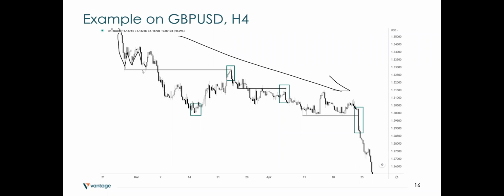This rejection of this level here gives us a very nice support, right? And as price breaks below this form, this support has turned into our resistance. Okay, so let's look at some of the key candles here. So at this point in time, you can see a few points.